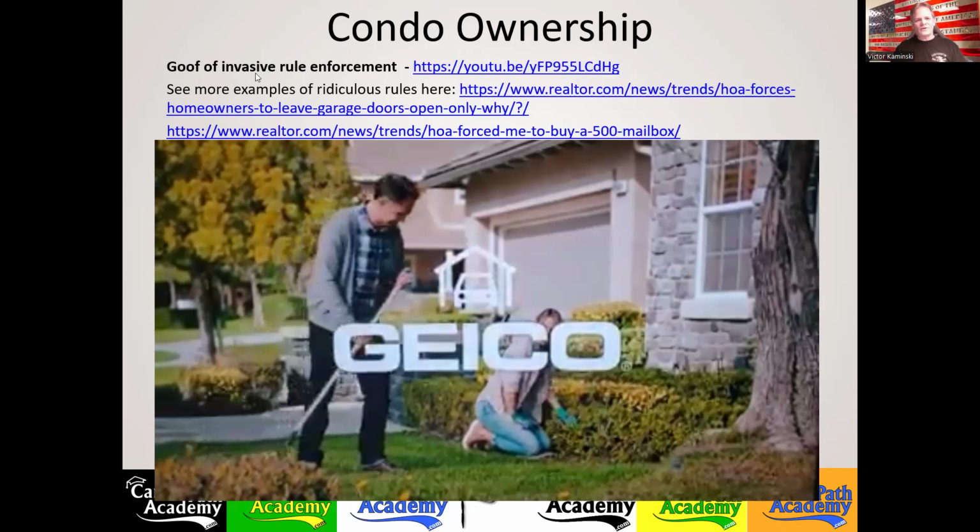I got a bunch of other invasive, restrictive condominium rules here. Like, here's one with a story where the HOA forces homeowners to leave their garage doors open during the day. Can you imagine?